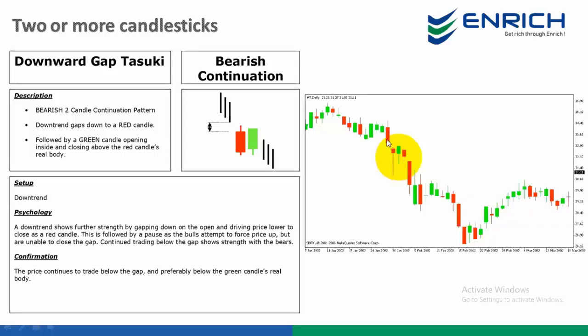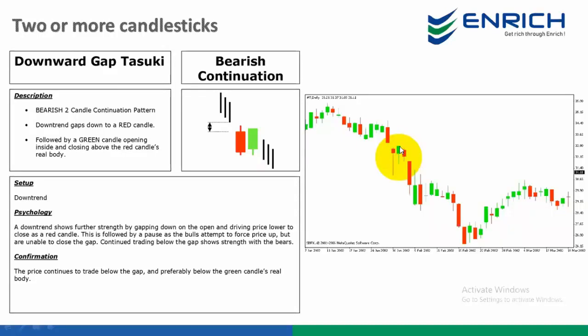In this case, the first bar is a red candlestick within a clear downtrend. The second bar is another red or bearish candlestick. But where does it open? It opens after a gap down. You see there is a gap down. The third candlestick is a bullish or green candlestick, and it closes within the gap of the first two bars.